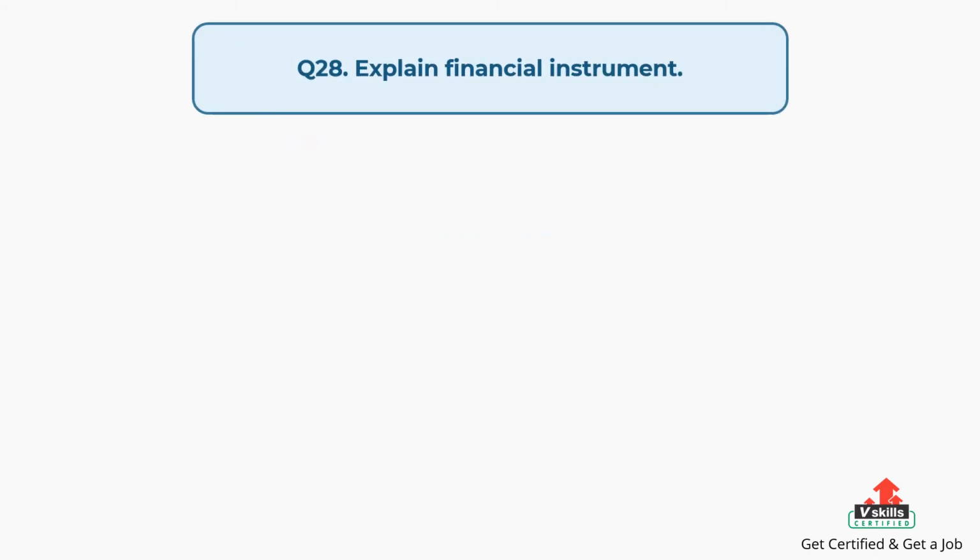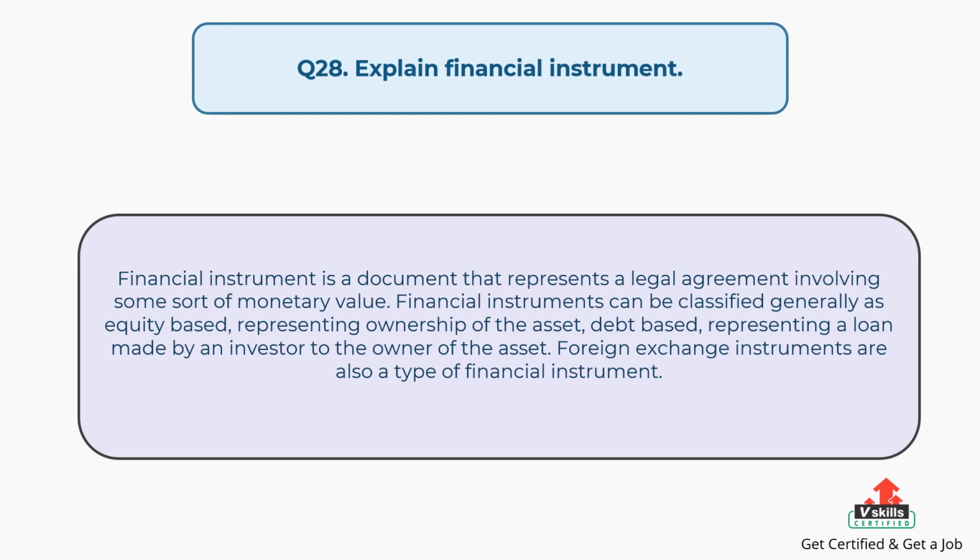Question number 28. Explain financial instrument. The answer is, financial instrument is a document that represents a legal agreement involving some sort of monetary value. Financial instruments can be classified generally as equity-based, representing ownership of the asset, or debt-based, representing a loan made by an investor to the owner of the asset. Foreign exchange instruments are also a type of financial instrument.